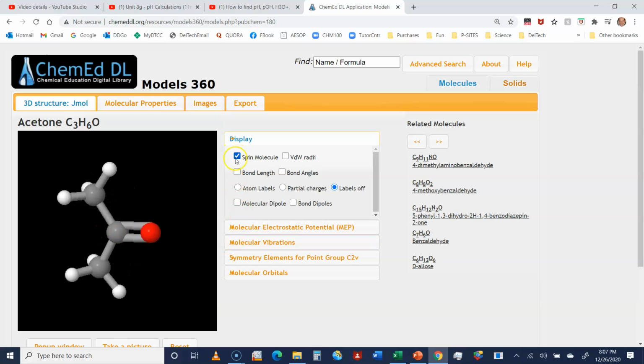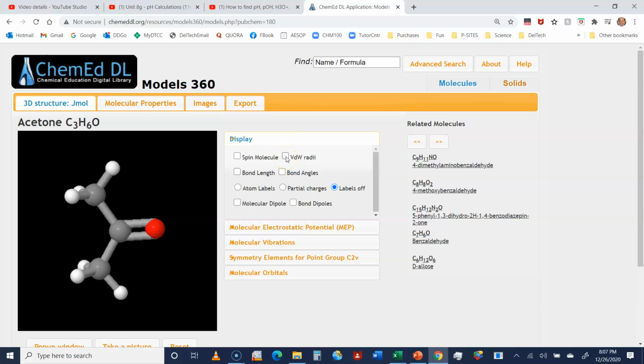Now, you'll notice, I'm going to stop the spin by unclicking that, and if you look at the structure, it has 1, 2, 3 carbons. The carbons on either end each have 3 hydrogens in white, and then there's a central carbon which has a double bond with these 2 lines to an oxygen. And this is how you might think of it when you're drawing the molecule. This is how you might draw it, though you would substitute letters instead of the balls when you're writing the chemical structure.